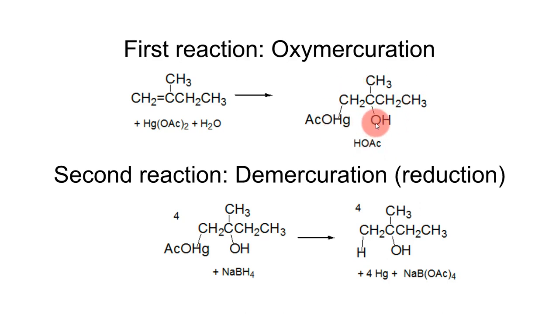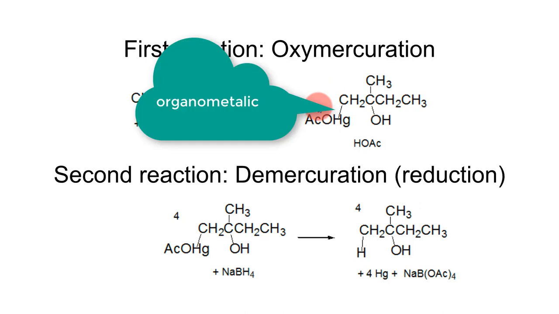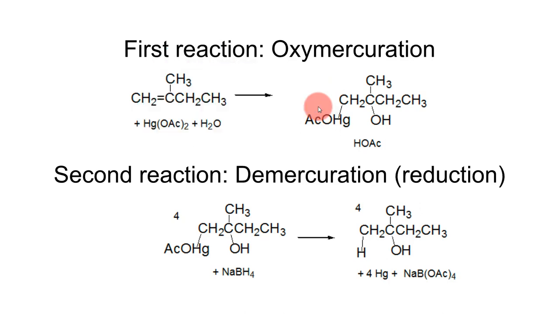Now notice one interesting thing here. This bond is between a carbon and a mercury. Mercury, of course, is a metal. Anytime you have a bond between a carbon and a metal, then you have what's called an organometallic compound. And organometallic compounds tend to be pretty unstable. In fact, it's very hard to isolate this product. It's fine as long as it's in solution for just a few minutes, but otherwise it would decompose over time. So we don't let it decompose. As soon as it gets formed, we immediately add the second reagent.